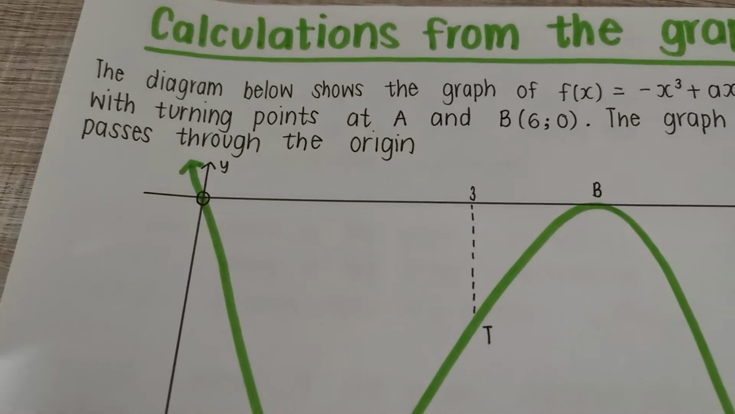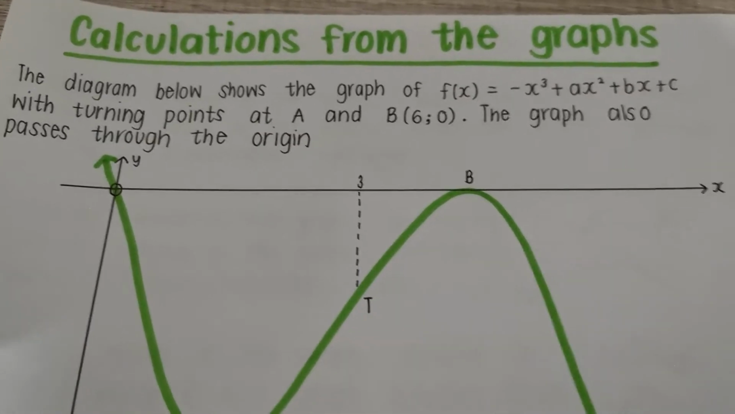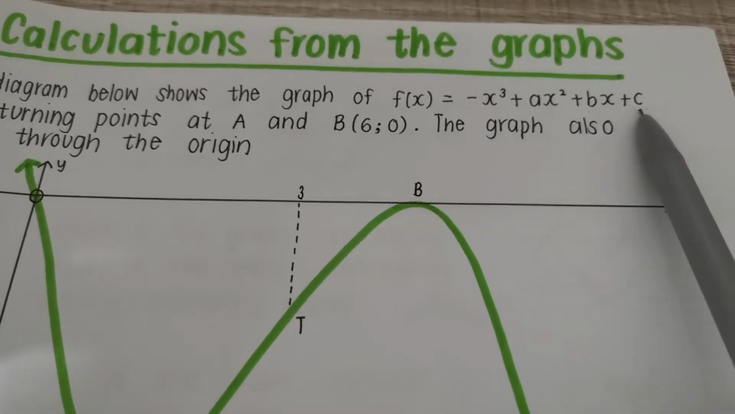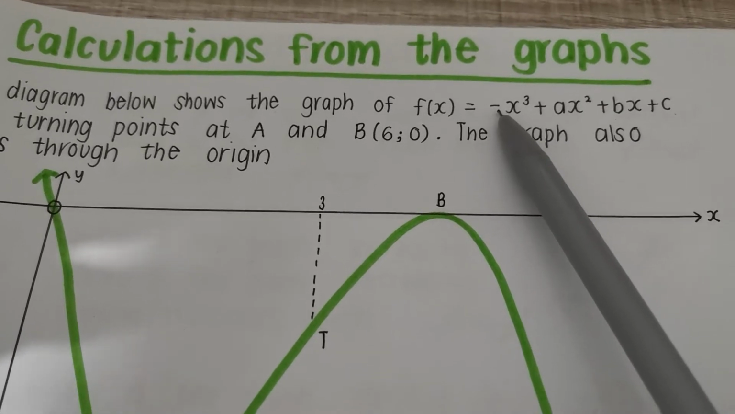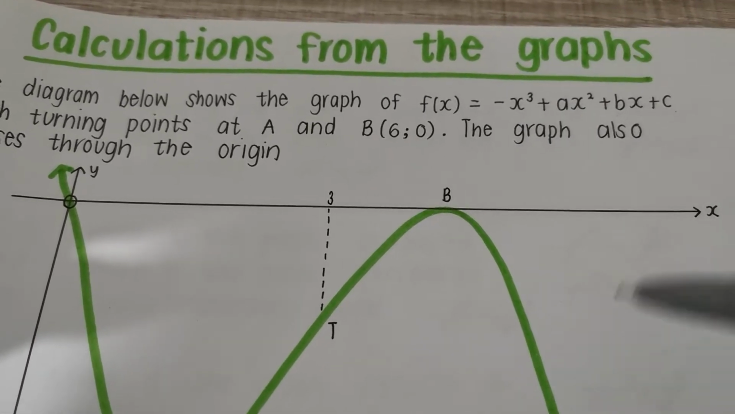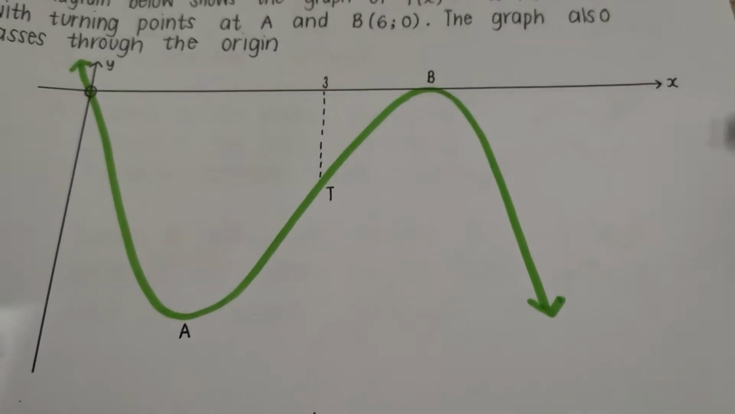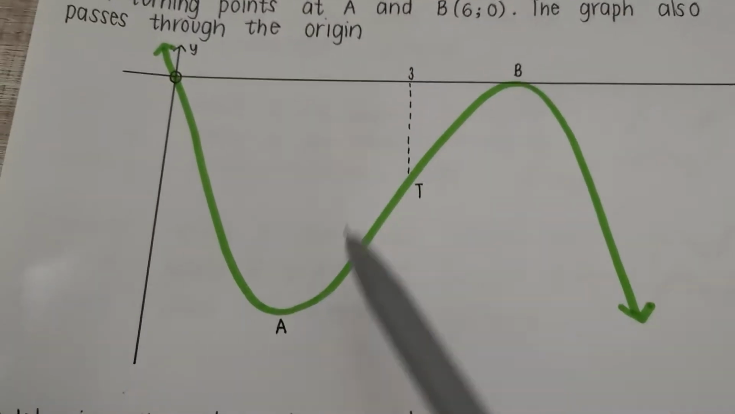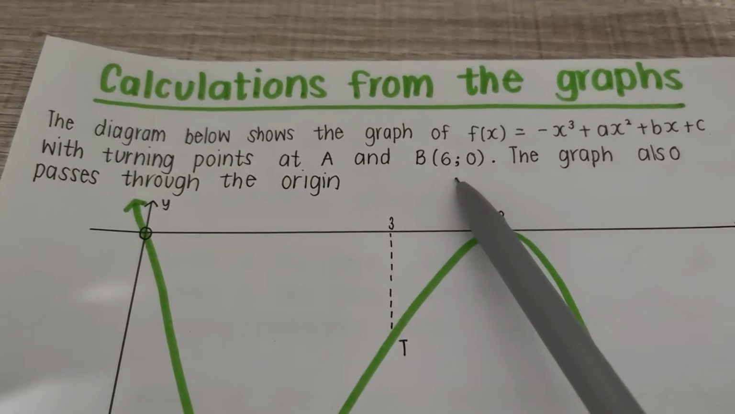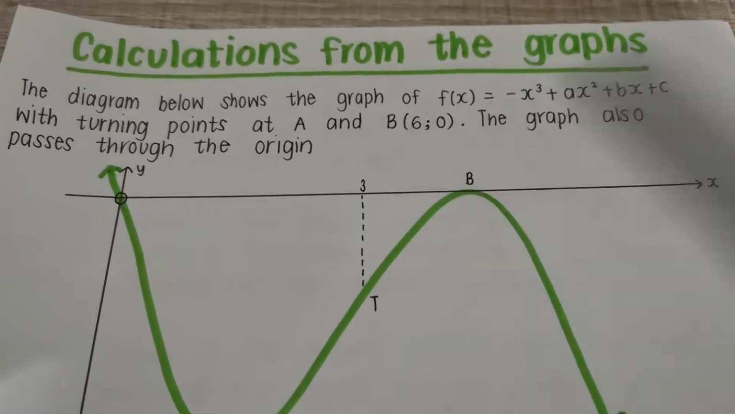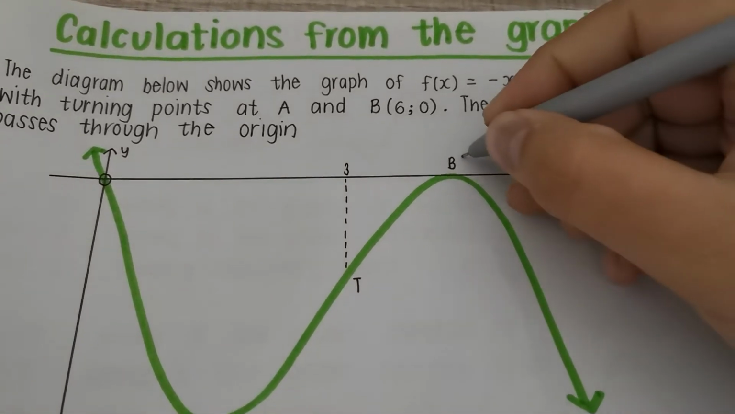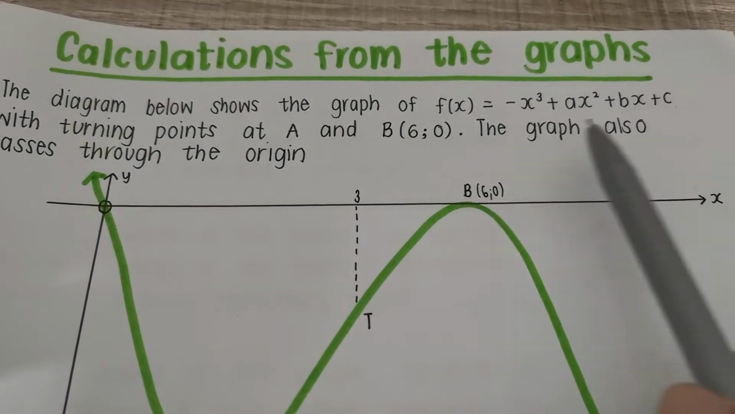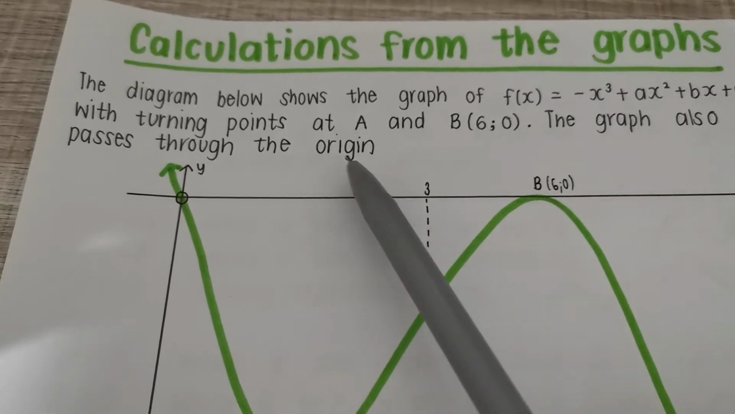So this is the question: the diagram below shows the graph of f of x equals negative x to the power of 3 plus ax squared plus bx plus c. Automatically from here, just looking at that negative, we know it's going to be decreasing, increasing, decreasing, which is exactly what we have over there, okay? It says with turning points at A, so there it is, and B, which is 6 and 0, okay, there it is. I'm going to fill that in, 6 and 0. Okay, and it also says that the graph also passes through the origin.